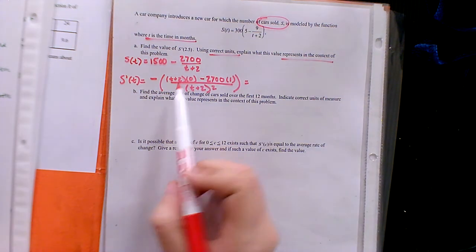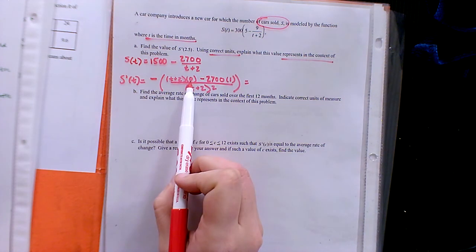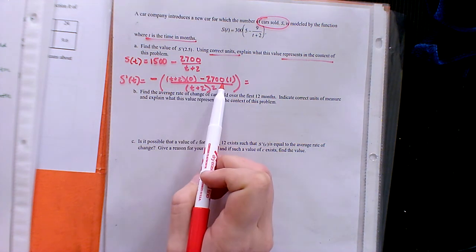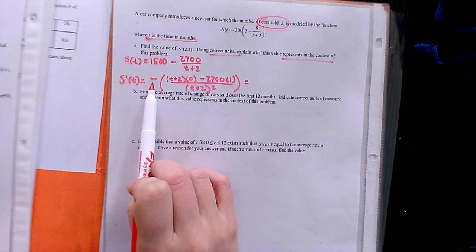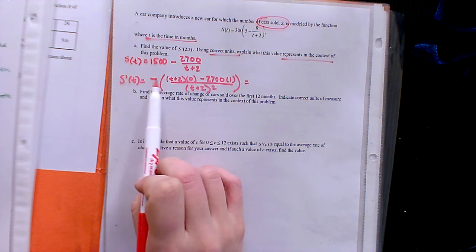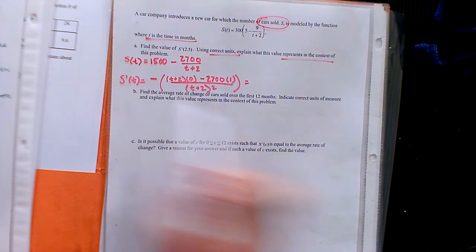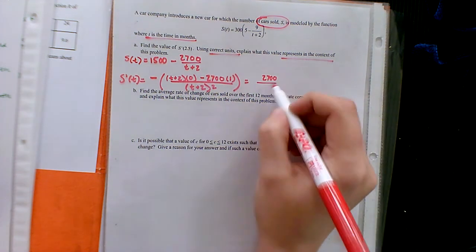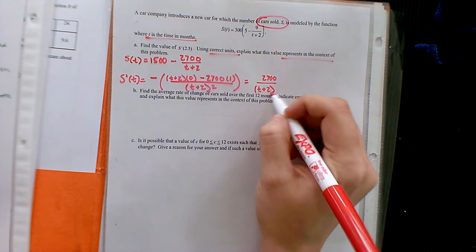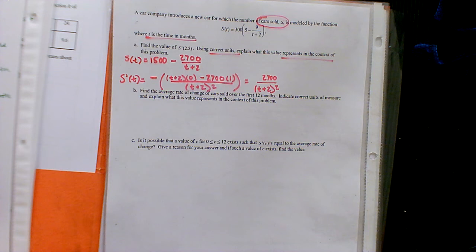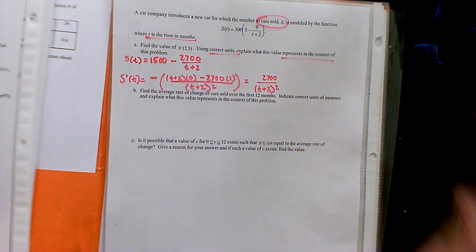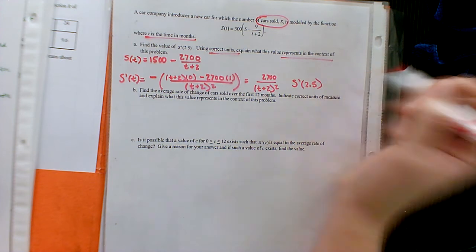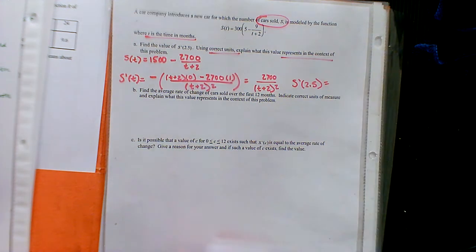All right, so if we clean it up, t plus 2 times 0 is going to go away, and then we're subtracting 2,700, but notice how we have an additional negative out front. So if we are subtracting a negative, that'll change to a positive, and we have t plus 2 squared on the bottom. So there's our cleaned up derivative. Let's go ahead and plug in 2.5. This is why you may need your calculator.